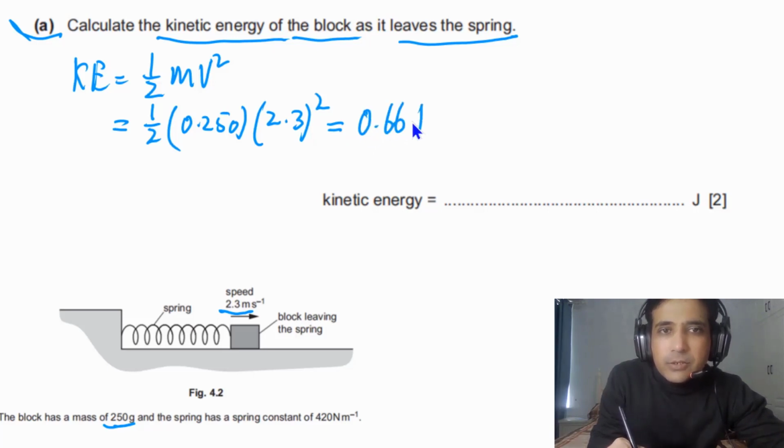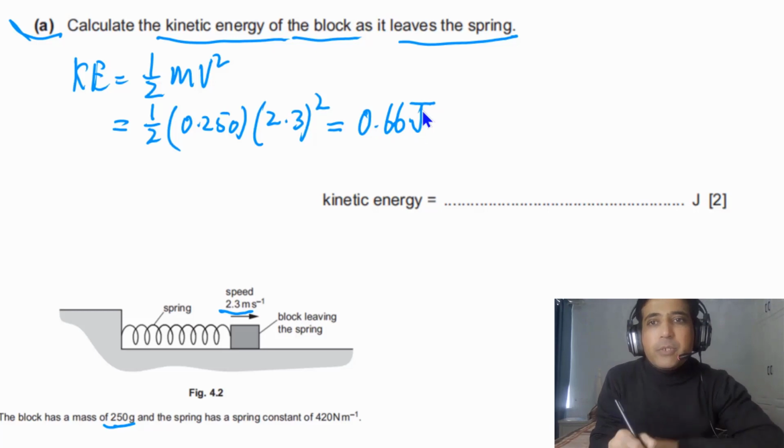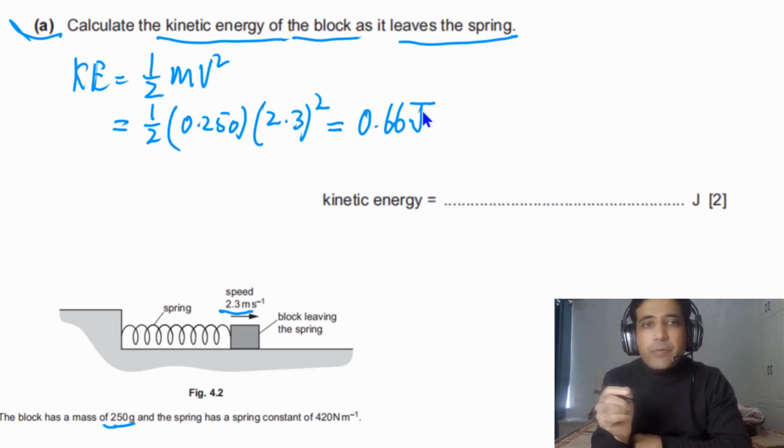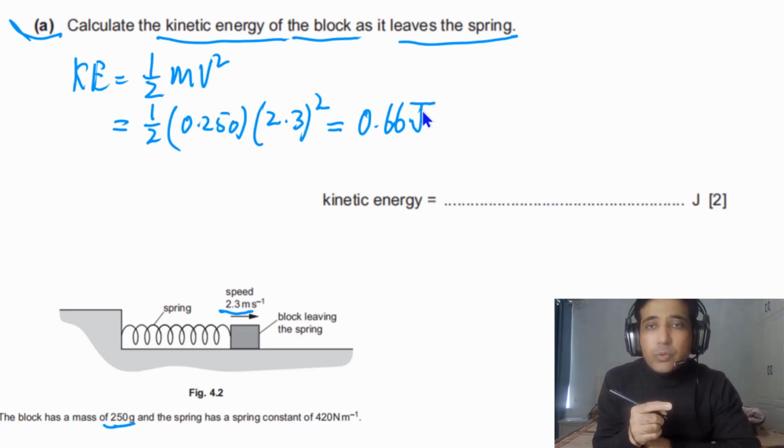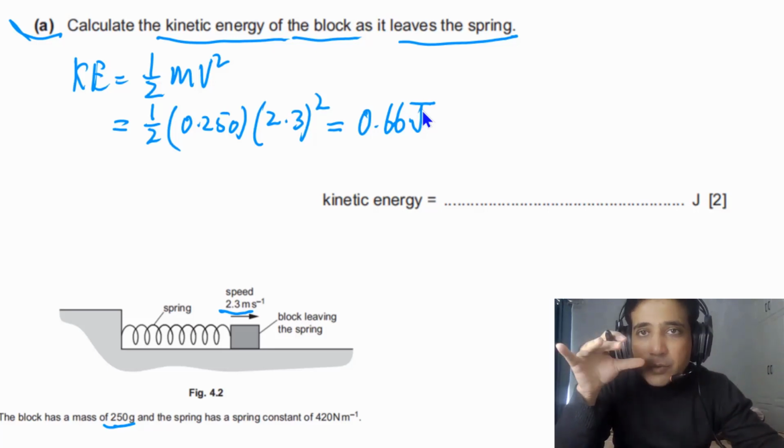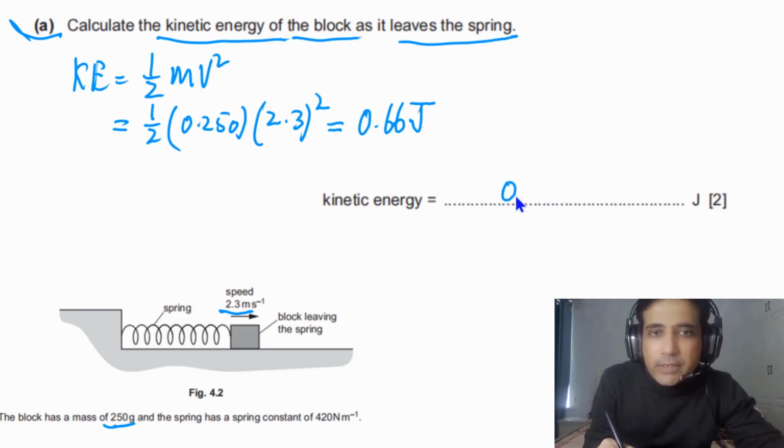0.66 joules up to 2 SF. Because in the raw data, the least number of SF is 2 SF, so our final answer also should have 2 SF. So this is the final answer for this question.